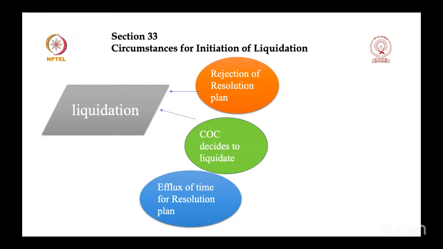And once we are talking about liquidation, it is handled by a separate professional called a liquidator. Who can be a liquidator? We already know that the insolvency professional himself can act as a liquidator as well.